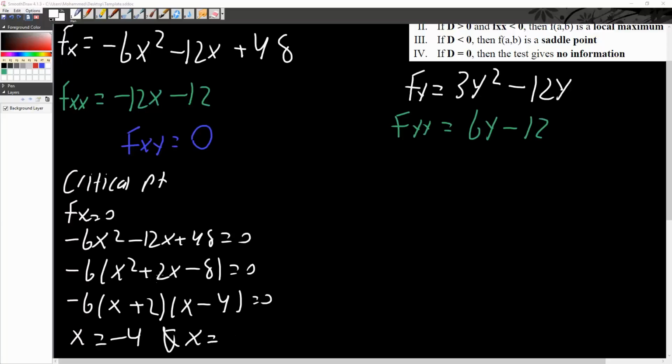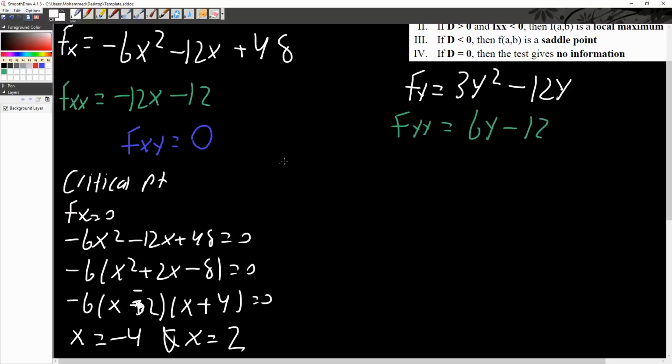Actually, I made a mistake when I factored. This would be positive 4 and we would have negative 2. And so our two critical points would be negative 4 and 2. So x would equal negative 4 and x would equal 2.